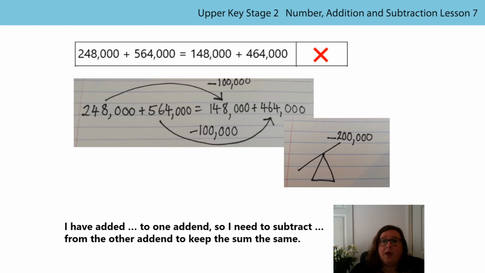148,000. So that means if I have decreased one addend by 100,000, I need to increase the other addend by 100,000. However, I can see that 564,000 has also had 100,000 subtracted from it. So, from my balance scales, I can see that one side has ended up as being 200,000 less than the other side. So again, it's not an equal equation. Okay, let's have a look at the next part of practice activities.